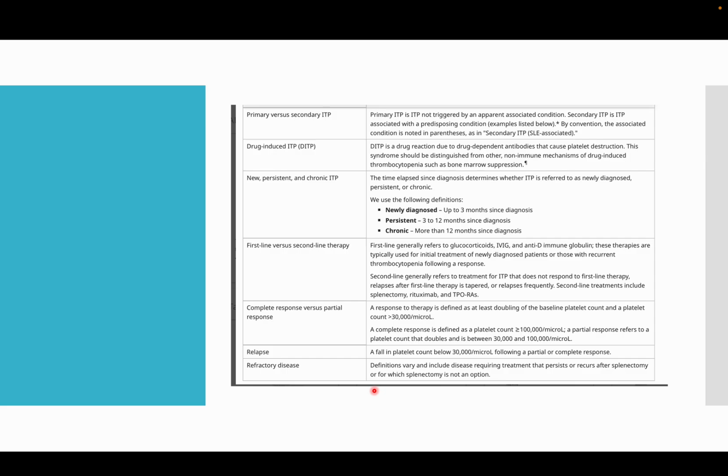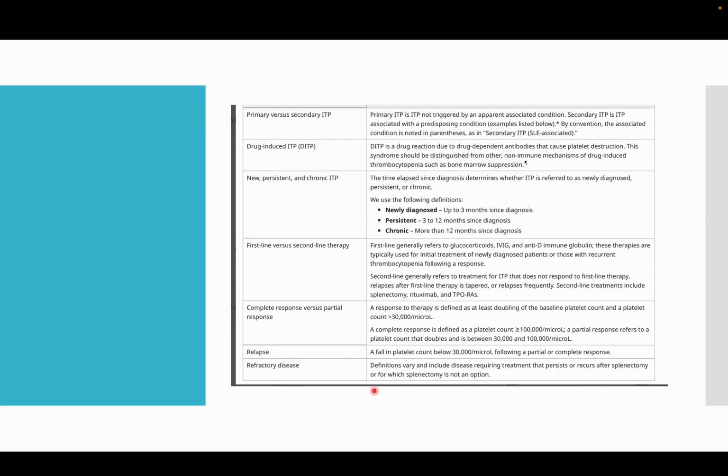If the patient is having 10,000, then 20,000 is a response, and any count more than 30,000 is also a response. Complete response is any count more than 1 lakh. Partial response is anything between 30,000 to 1 lakh, or any doubling. Any response is defined as doubling of platelet count or platelet count more than 30,000. Relapse is if the platelet count again falls below 30,000.